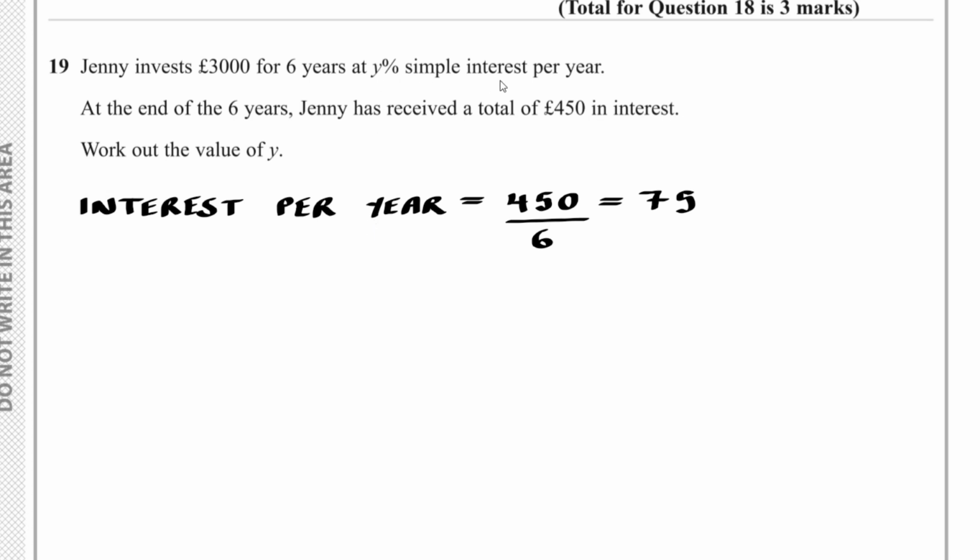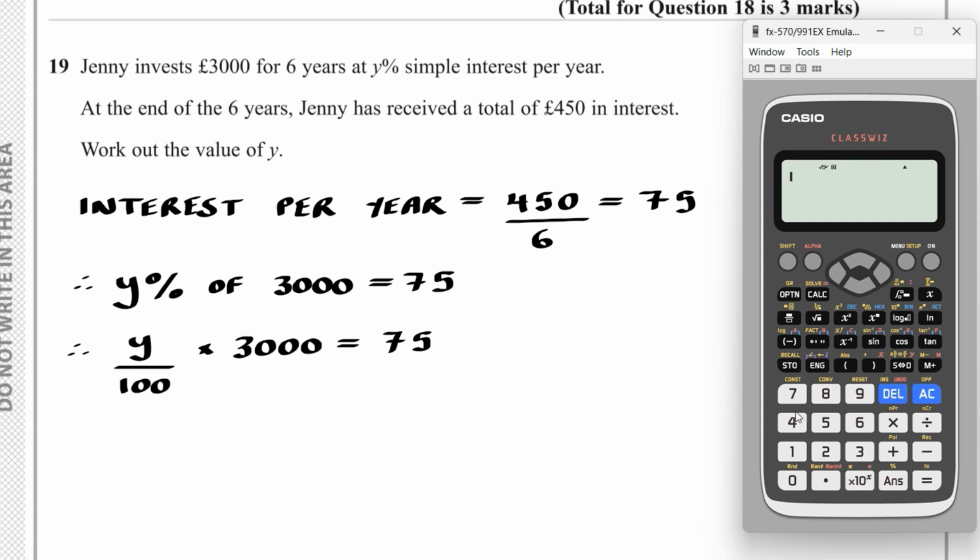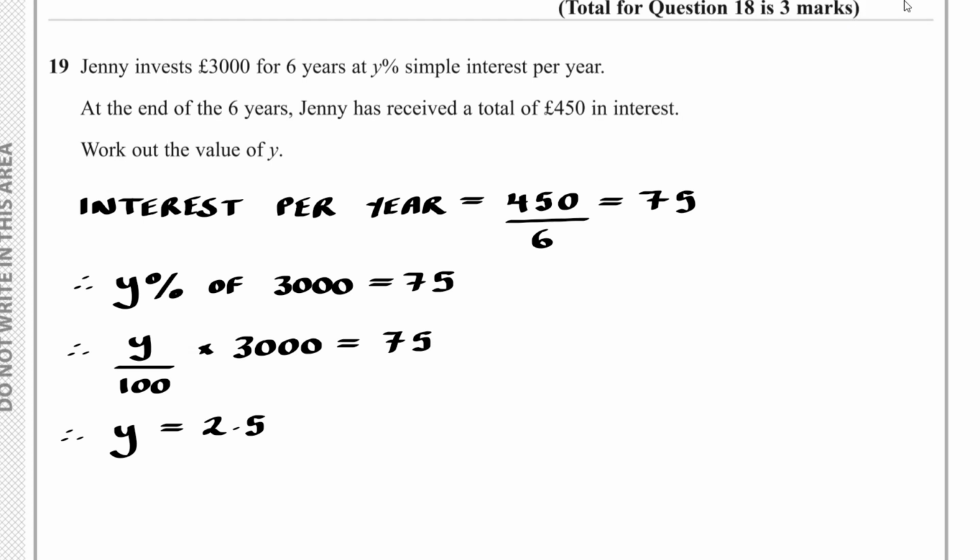So if we have Y% simple interest per year and we invest 6 years and we're investing £3,000, that means Y% of 3,000 is equal to 75. So I've got Y over 100 times 3,000 equals 75. I need to find out what Y is. So I'm going to multiply by 100 and then divide by 3,000, leaving me with Y is 2.5. So we have 2.5% simple interest per year.